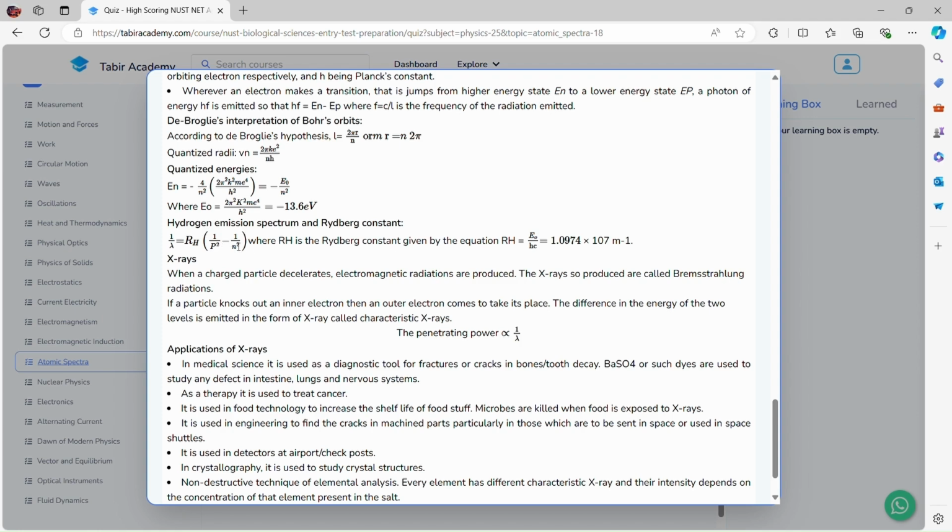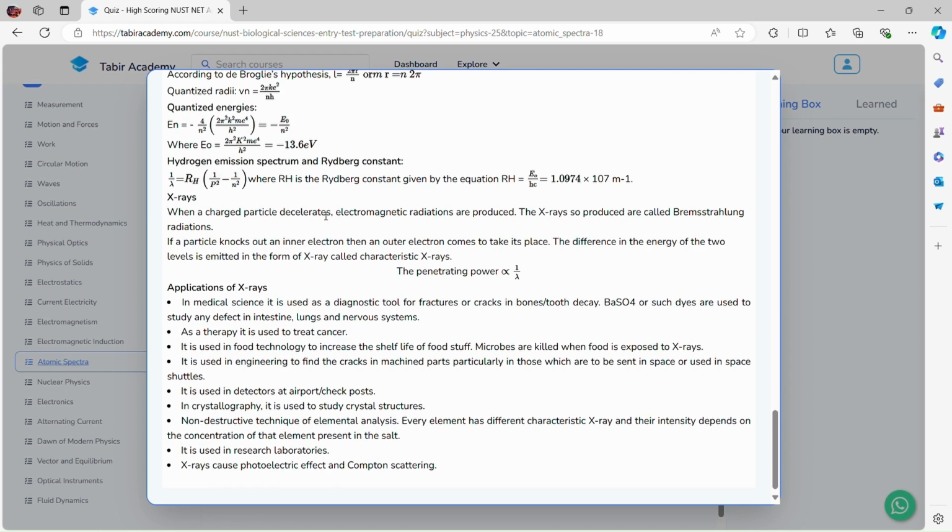Hydrogen emission spectrum and Rydberg constant. 1 over lambda equals RH multiplied by 1 over p square minus 1 over n square, where RH is the Rydberg constant given by the equation RH equals E naught over hc, which is equal to 1.0974 times 10 to the power 7 per meter.